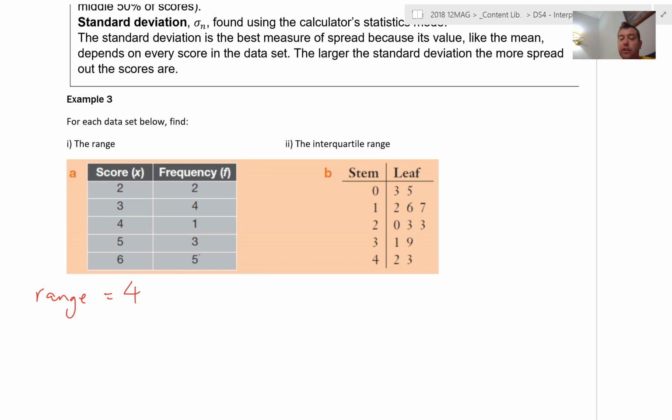Now, the interquartile range, so let's have a look over here. The range, right, it's a stem-and-leaf plot. The smallest score is 3, the largest score is 43. So the range in this case is 40.